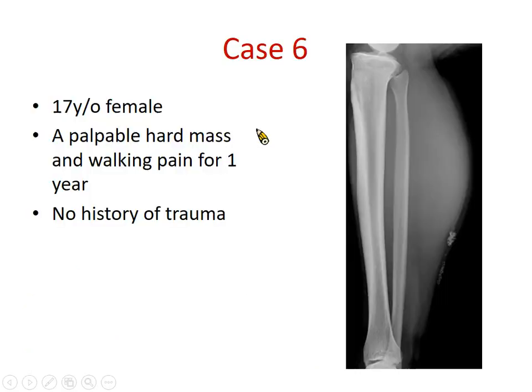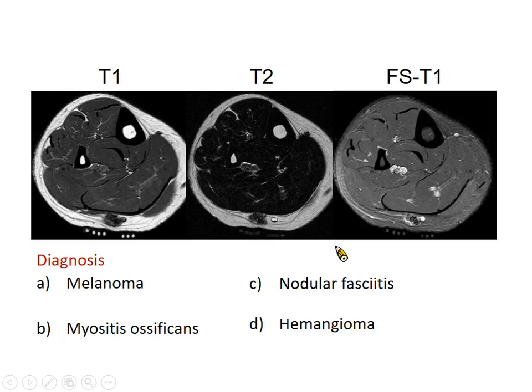Case 6, 17 years old female, a palpable heart mass and walking pain for 1 year. No trauma history. Here you can see the calcification along the subcutaneous fat on this profile, lateral view X-rays. I think you don't need to take MR imaging, but this case is already done, so it is easy.